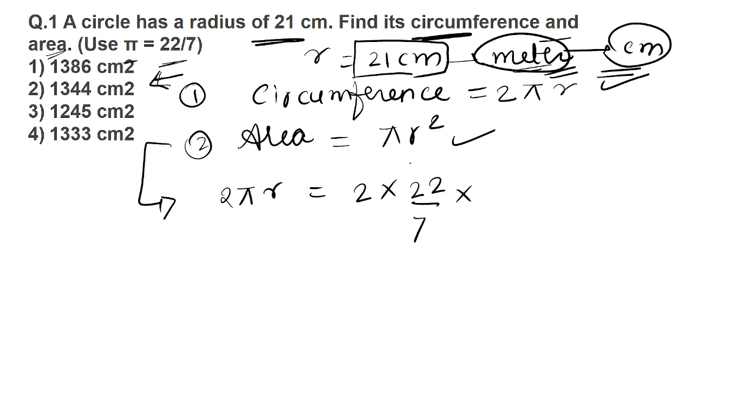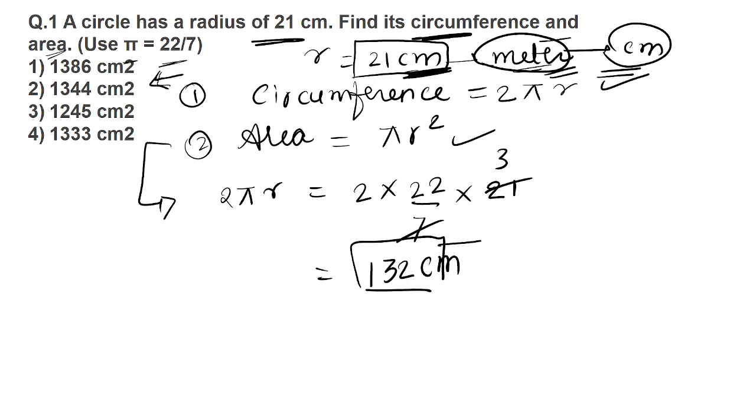Simple. So 2 into 22/7. Now the answers mentioned in your options are in centimeter, so there is no need to convert this. So I'll keep it as it is, 21 centimeter. 7 threes are 21, 2 into 22 is 44, into 3 will give me 132 centimeter. This is my circumference. Done with the circumference. Now, to find the area, I know the formula.